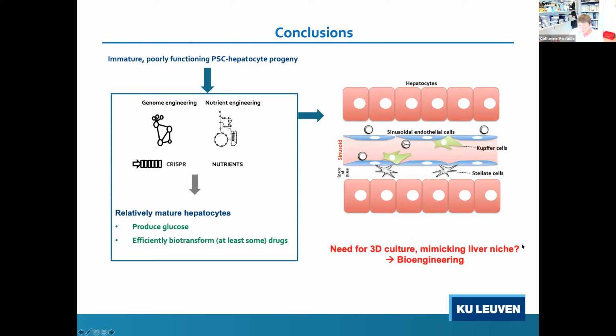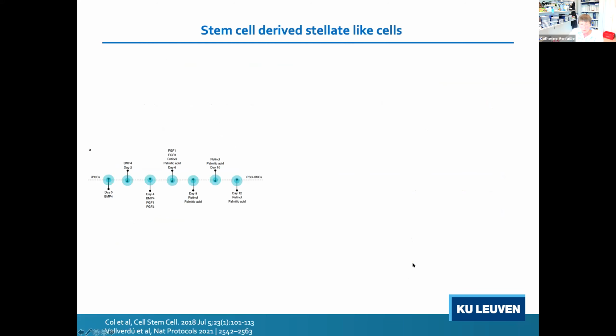And so how to mimic the liver niche? We use the third engineering approach, namely bioengineering. To do that, we have to make three cell types aside from hepatocyte-like cells. So we need to make stem cell-derived stellate-like cells. This was published in 2018, with now a very detailed protocol in 2021, where we take iPSCs and use different growth factors to drive them to a cell that has stellate cell-like features.